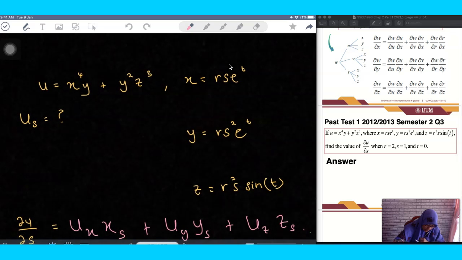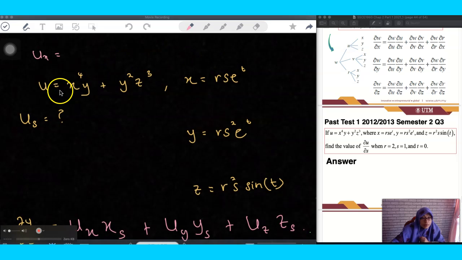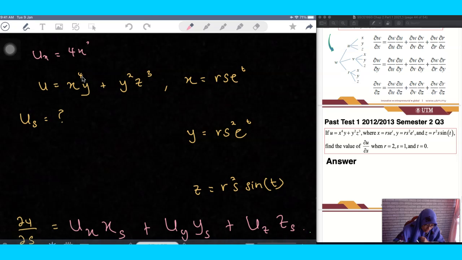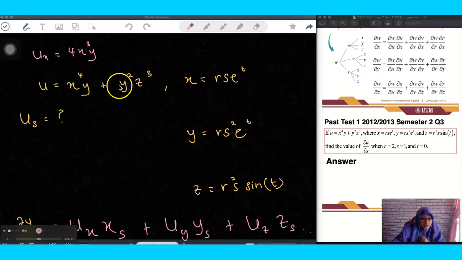So u_x will give you, remember now you have 3 variables and you want to differentiate only x, so y and z are constant. You can see the y here multiplied by x^4. So y is constant, you just differentiate x^4, that will give you 4x cubed y. How about the second term? Differentiating with respect to x, y and z are constant, so these are all constants, and the derivative is 0.